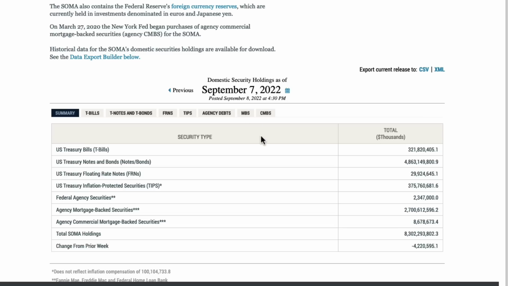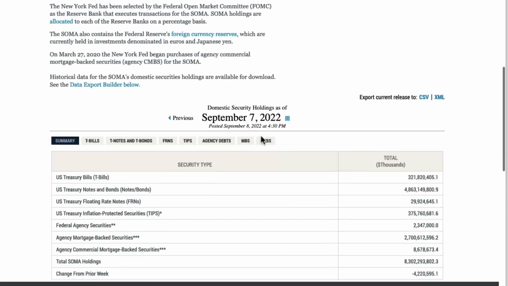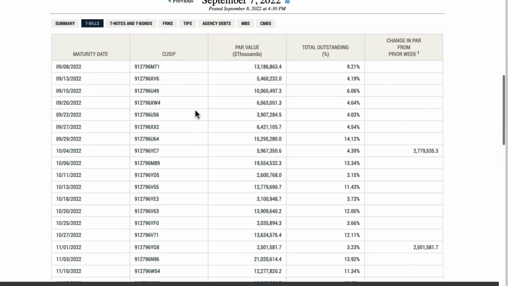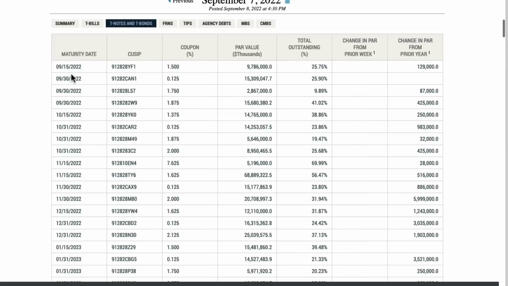Let's look at the Fed balance sheet. This is the New York Fed. All of these links are in the description box, and you can see the $4.2 billion drop. There is the total holdings, 8.3, and you could break it down based on T-bills, based on notes. It tells you the maturity date, so we can see what's maturing in September. T-bonds and notes. The ones that are maturing in September will roll off. So we can see exactly how much these first 4 will roll off.